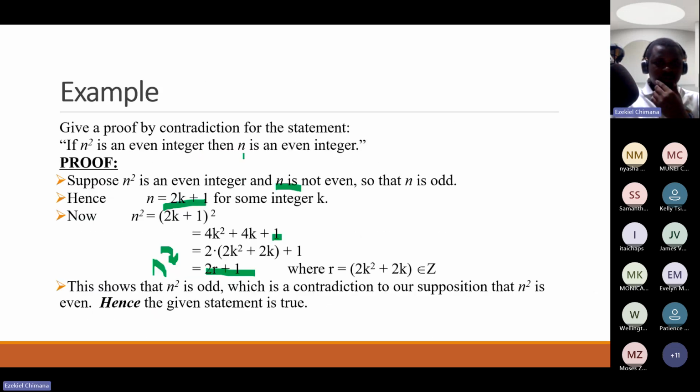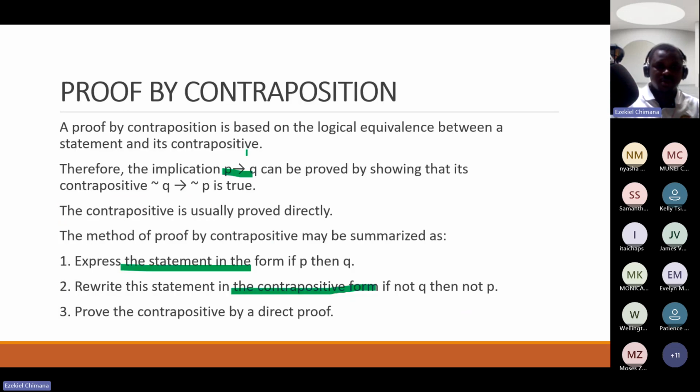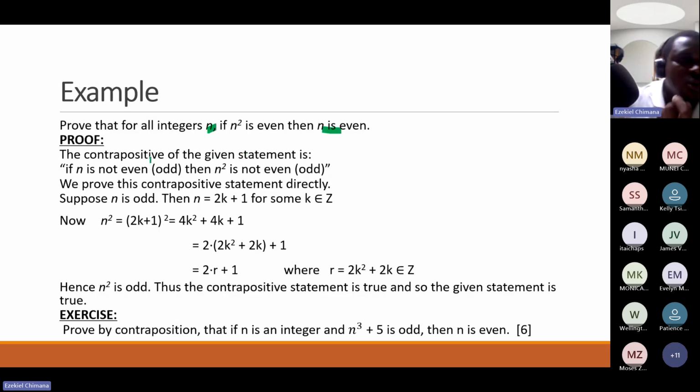That we've proved, but here I proved it by contradiction. So let's see what you are going to do when I use contraposition. The contrapositive of the given statement is that if n is not even, then n squared is not even. That's the contrapositive of it.